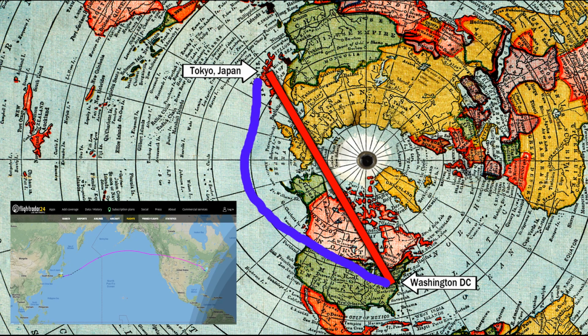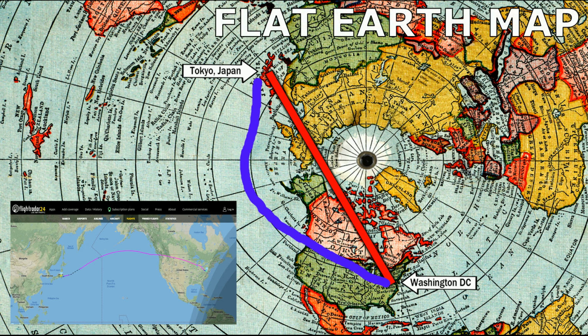Now let's compare with the flat Earth map. I say the red line is the correct route of this flight. It's the shortest distance between two points. It's a direct flight between Tokyo and Washington, D.C. According to Flight Radar, which a lot of you say, no, this is the correct one. Look, the purple line is according to Flight Radar. What's going on? Why are they making all this circling around instead of going straight from A to B?